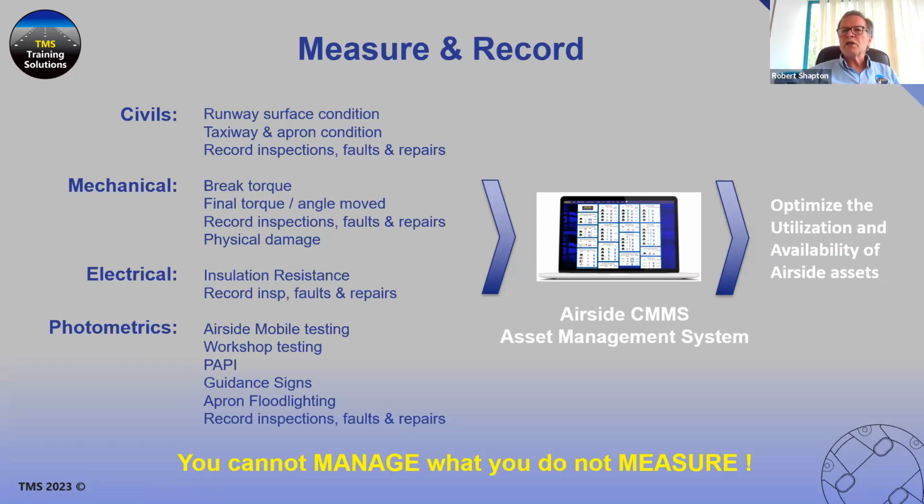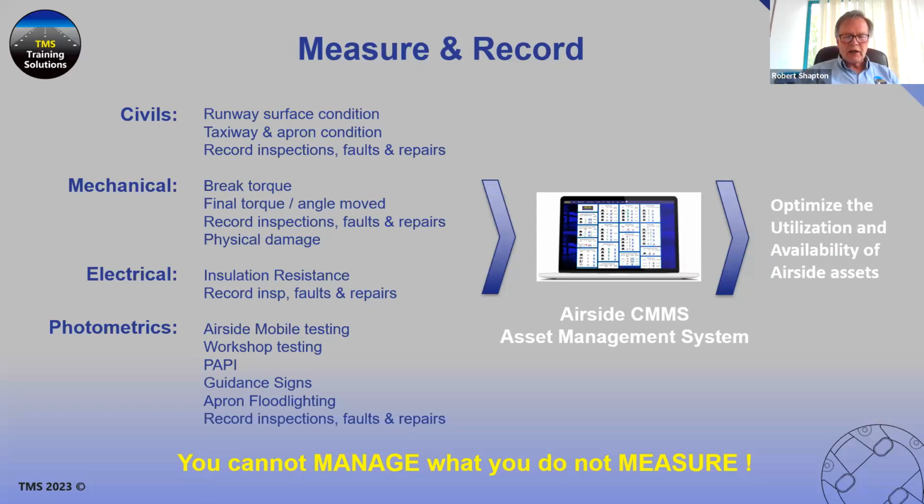You record the inspections, the faults and the repairs, and of course any physical damage, because whether it's the tow tugs damaging the lights, or snow removal and grass mowers damaging the elevated fixtures on the edge. All of this needs to be recorded and used as part of the management process. Electrically, you need to measure insulation resistance, of course, record inspections, faults and repairs, and use those as part of your best practice maintenance process.